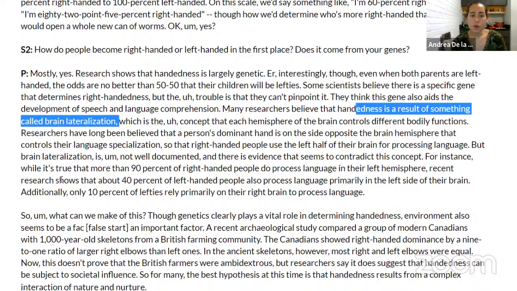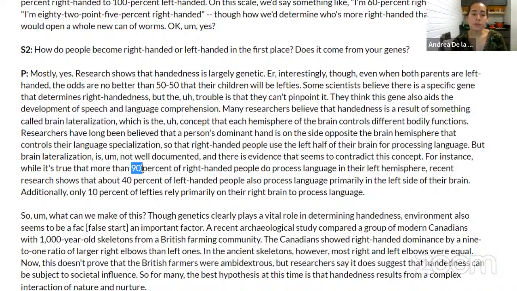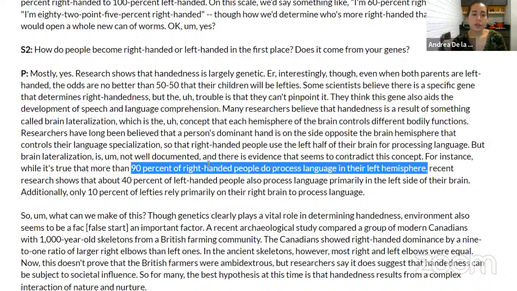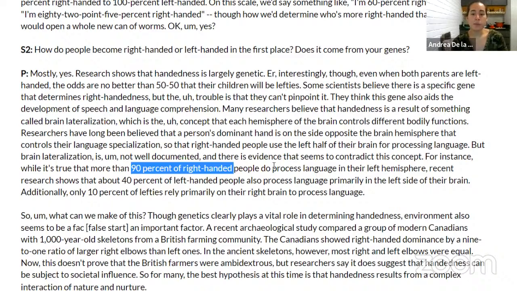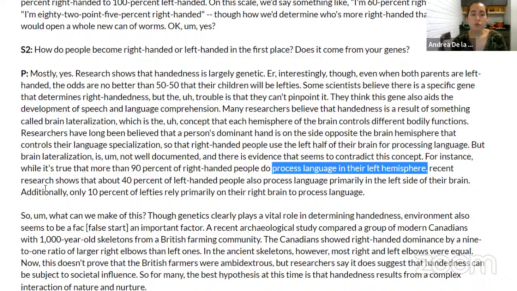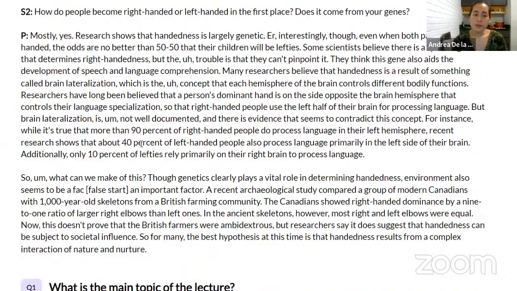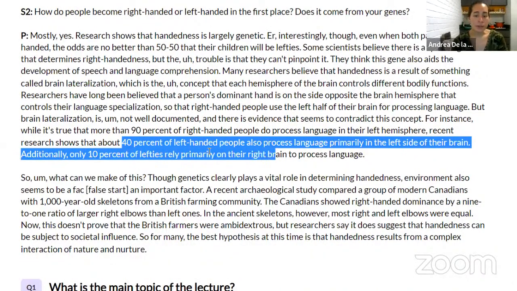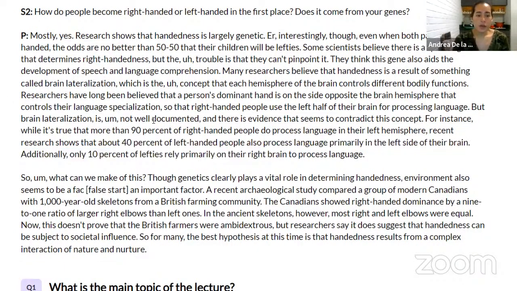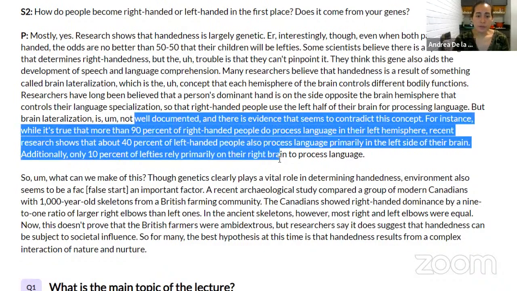So for instance, while it's true that more than 90% of right-handed people do process language in their left hemisphere, so it was 90% of right-handed people who process language in their left hemisphere, recent research shows that about 40% of left-handed people also process language primarily in the left side, right? So that was the correct number. 40% of left-handed people process language in their left side. So 60% of them process language in their right side. So as you can see, it's not really an indicator. So that was what we had.